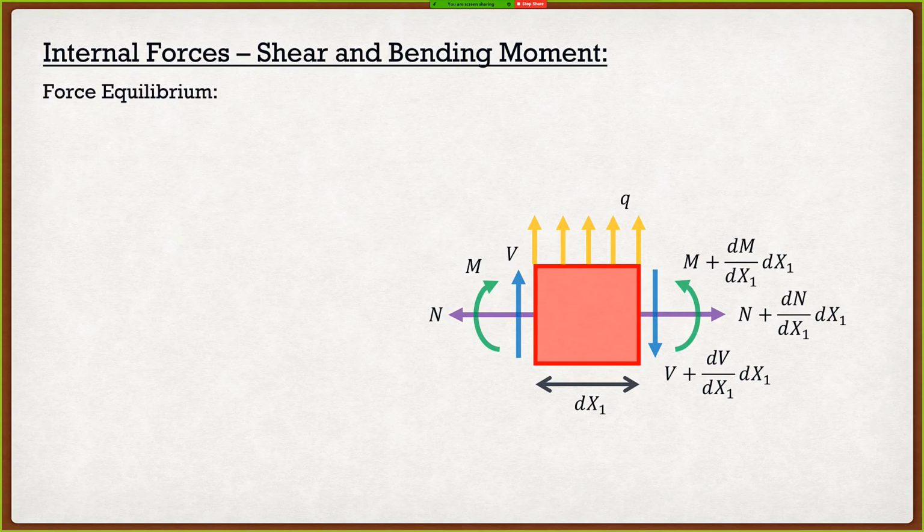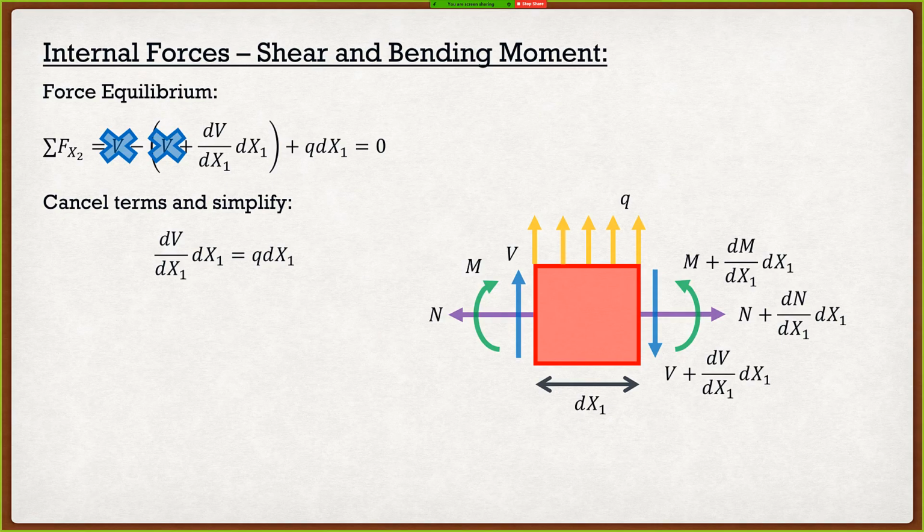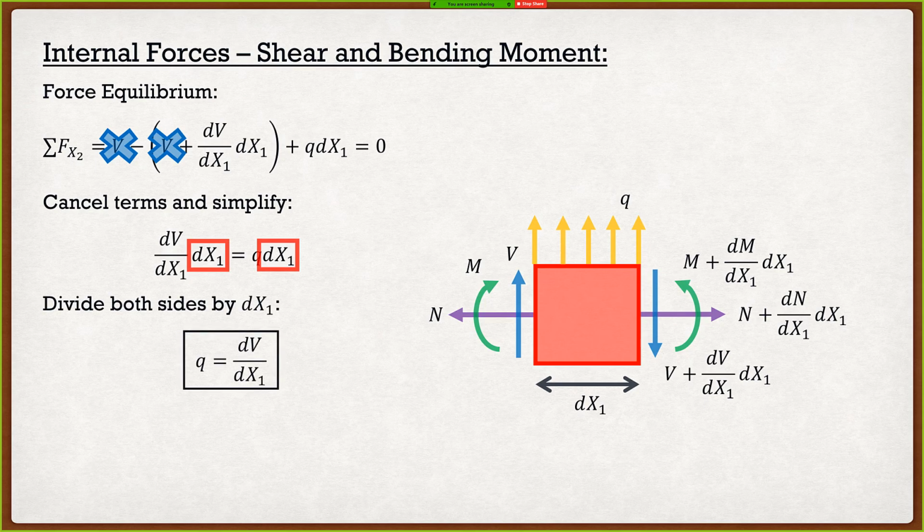Now from here, I can take a nice, easy force equilibrium, and let's say that I sum the forces in the x2 or the vertical direction. I get V minus V plus dV over dx times dx plus Q times dx is equal to 0. Well, from here I can say, all right, those V's cancel out nicely. Therefore, I can cancel the terms and simplify the equation. I have dx1 on both sides. Therefore, I'm going to divide by dx1, and I get the following relationship between the distributed load on the beam and the shear force on the beam, where Q is equal to dV divided by dx. All right, nice and easy so far.